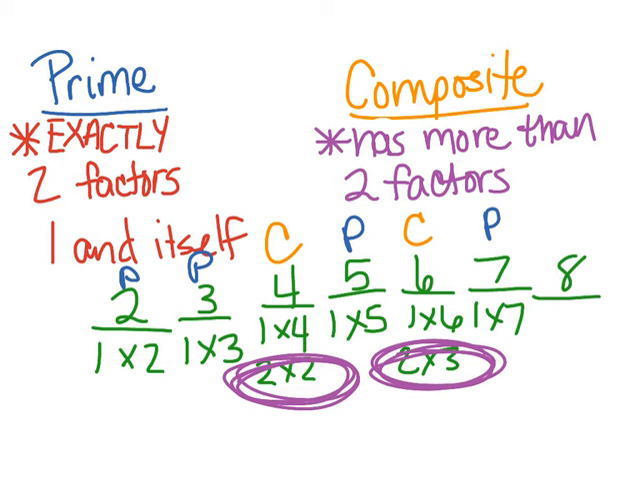Okay, what about the number 8? 1 times 8. And 2 times 4. So there's something besides 1 and 8. Okay, this fact that there's 2 times 4, that means that there's more than just two factors. Because 1, 8, 2, 4, that's 4 factors. So again, that makes that a composite number.